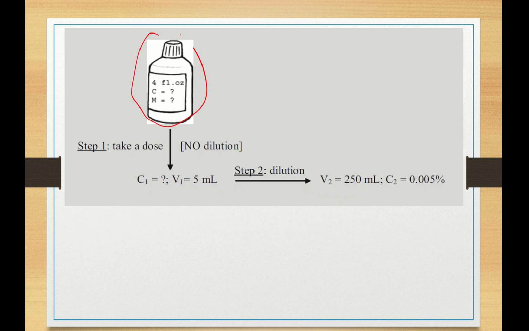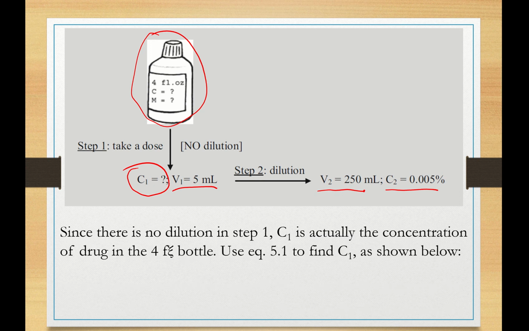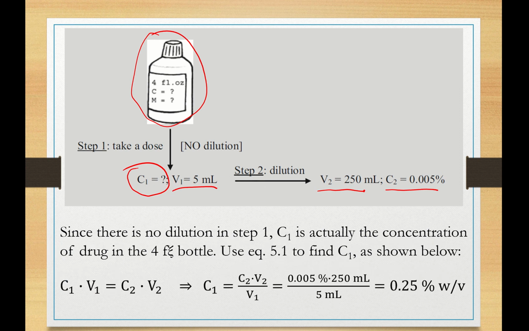So let's draw a schematic here. This is my original container. I'm taking 1 teaspoonful, which is 5 ml, and I'm diluting it to 250 ml, and the resultant concentration is 0.005% weight per volume. What is the concentration? Now this is easy because we have preservation of mass. C1 would be the concentration of the drug in the 1 teaspoonful. So using our numbers, 0.005% is C2, V2 is 250, V1 is 5 ml, the 1 teaspoonful, and that's my C1. Now, since there is no dilution from the teaspoonful to the original 4 fluid ounces bottle, C1 is going to be the same as the concentration of the drug in the bottle.